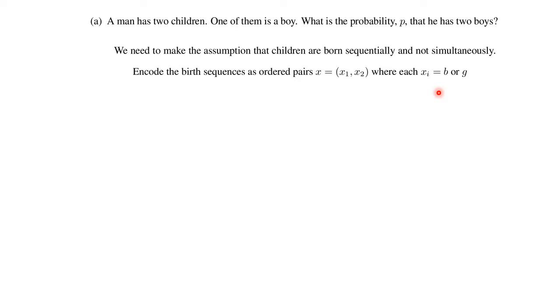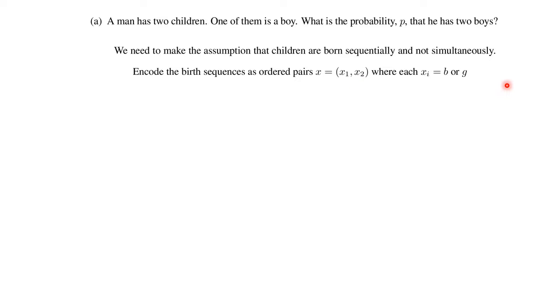In all combinatorial problems, all problems to do with counting, you need to carefully define the mathematical object which encodes the thing that you're trying to count. And here we are trying to count birth sequences. There's a firstborn and a secondborn. Let's call the birth sequence X1, X2. X1 is either a boy or a girl.